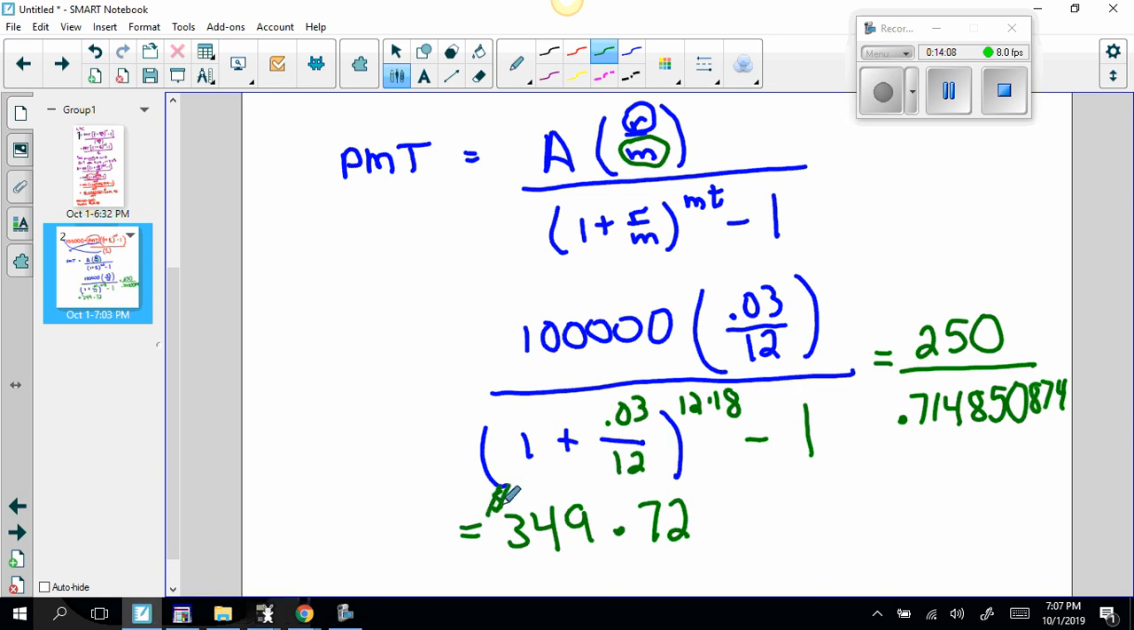So if you want $100,000, you need to be putting away $349.72 over 18 years.